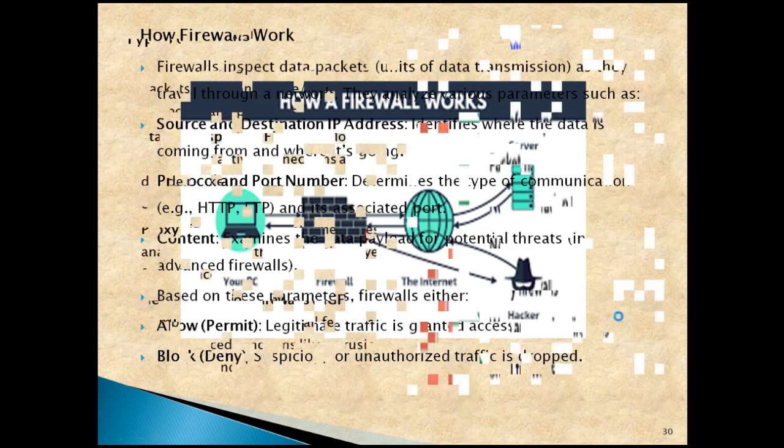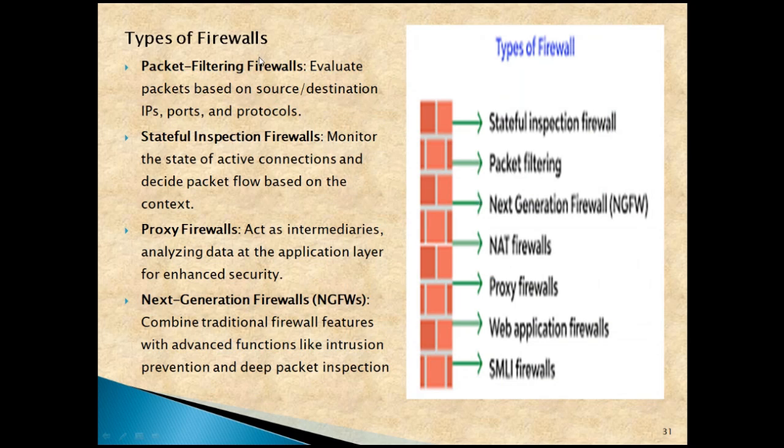Now let's make progress. So what are the types of firewalls? There are many types, but let's look at some of them. We have packet filtering firewalls, which evaluate the packets, which are the units of information, on their source, where it is coming from, and the destination, IPs, ports, and protocols. Another type is stateful inspection firewalls. It monitors the state of active connections. If a bank is getting a lot of inquiries from a particular location they have not got before, a firewall can disengage those login attempts.